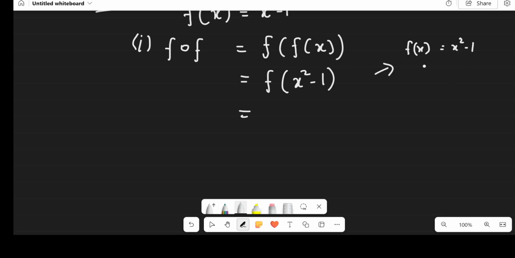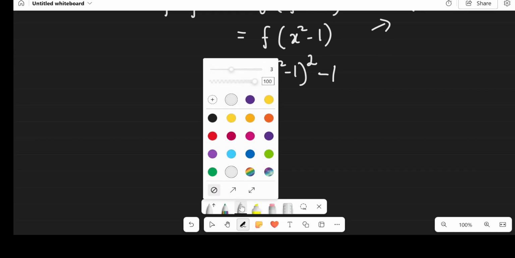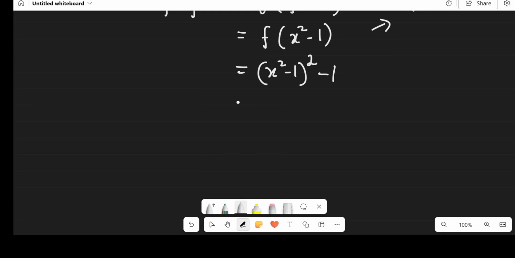So, what would be the next step? Here, x square minus 1. So, here what is x? X value is x square minus 1, right? Here square is given, so we need to put square also. Then this minus 1, right? And then we should simplify this. After simplification, what would be the answer?